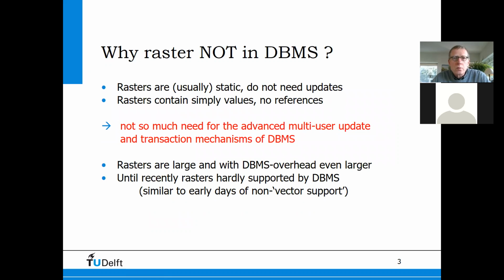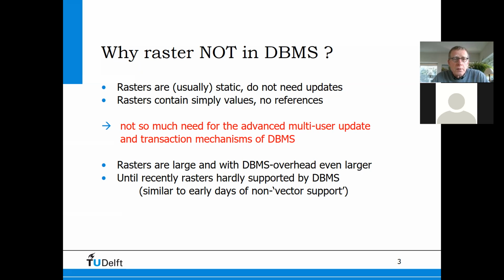Okay, why would you not store raster data in the database? You could say rasters are often static. So once you take an image, yeah, that image is fixed. You are not going to change that image. They have rather simple values, so just RGB values or intensity values, and there are no references like the primary key, foreign key stuff. So there's not really a need for this advanced, sophisticated multi-user update and transaction mechanism facility supported in the database.